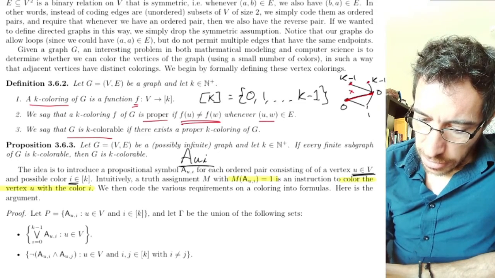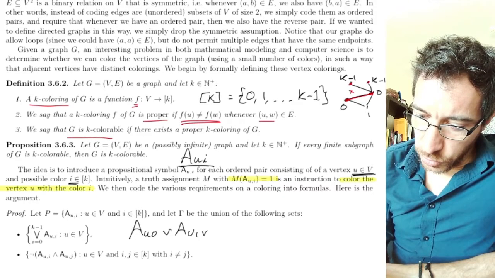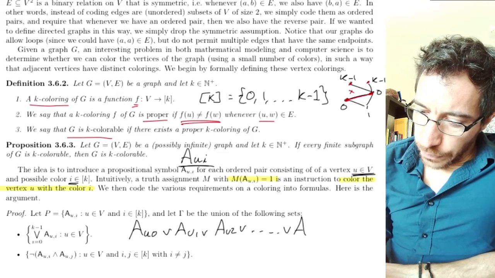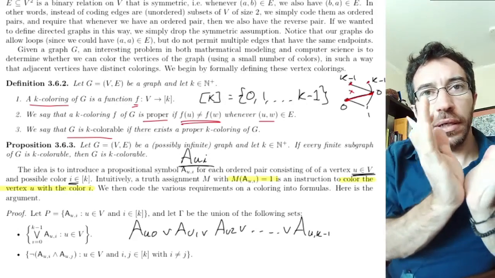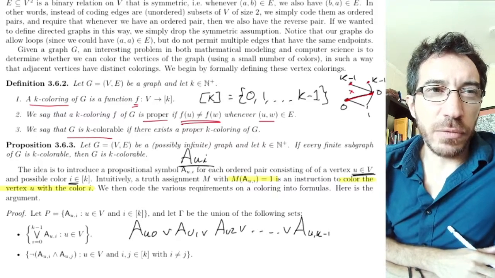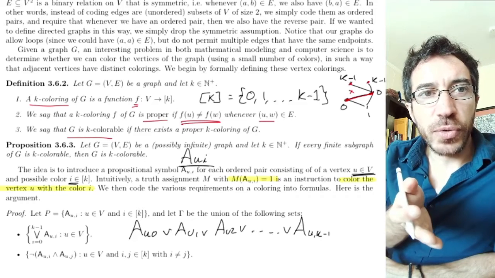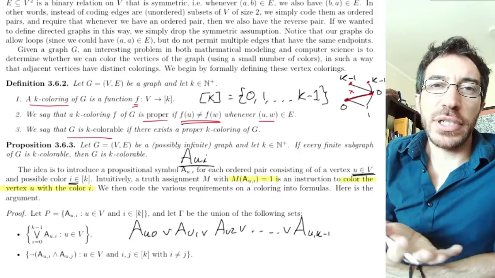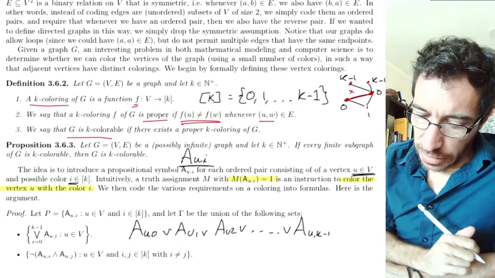So this means AU0 or AU1 or AU2 or dot dot dot AUK minus 1. The disjunction of all of those is written with a big or sign of all of them. Okay, and what is this saying? Think about what this is saying. This is saying that vertex U is either color 0 or 1 or 2 or k minus 1, so one of them. So this is saying that vertex U must have a color. Okay, so think about what it says.